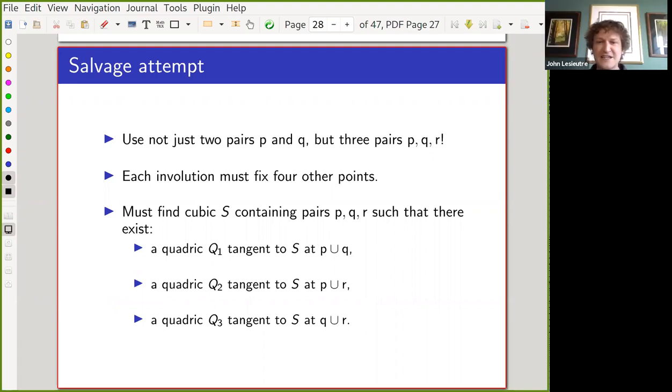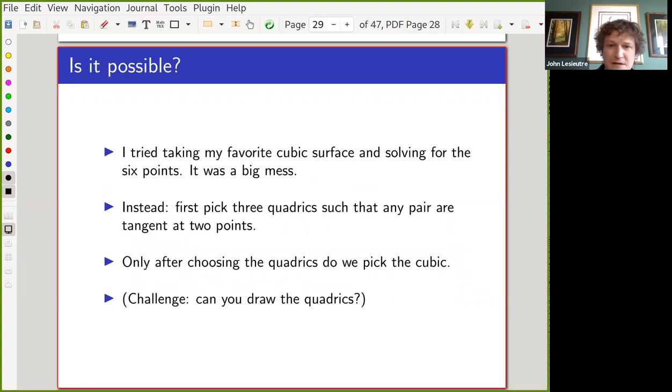All right, so I need to find a cubic surface S that has 3 pairs of points P, Q, and R with all these tangency conditions. You could just start with a cubic surface and try to solve for the 6 points by writing down equations. It's a bunch of high degree equations and a bunch of variables. I don't think it's going to work. So instead of first picking the cubic and then searching for points, I want to start with the quadrics and then interpolate the cubic surface after we've already settled on what the quadrics are.